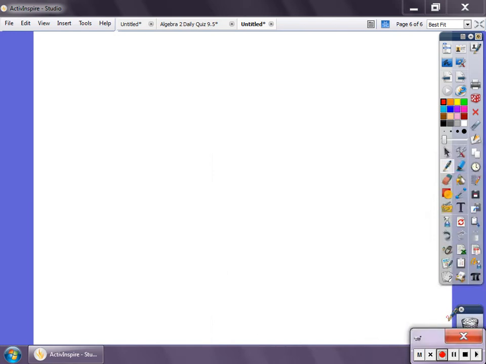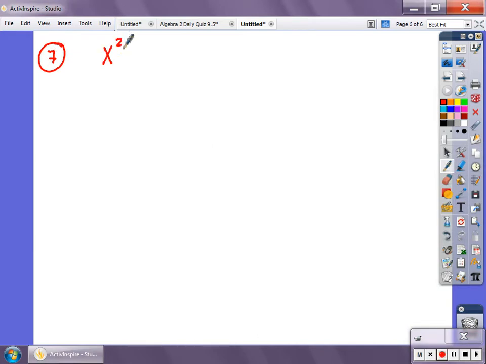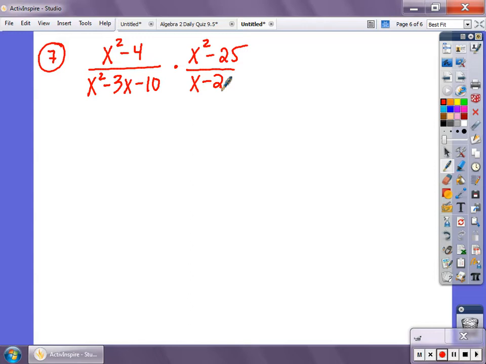Alright, so seventh one that we need to simplify: x squared minus 4 over x squared minus 3x minus 10. We're multiplying now by x squared minus 25 over x minus 2. Now with multiply, the nice thing is you don't need common denominators, okay?